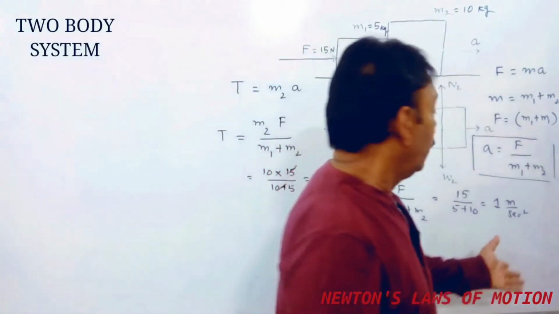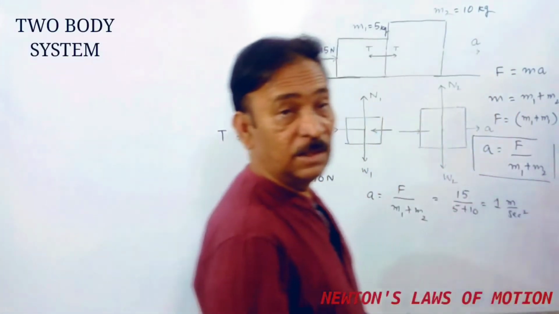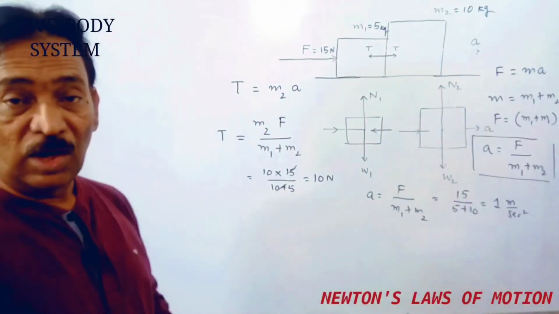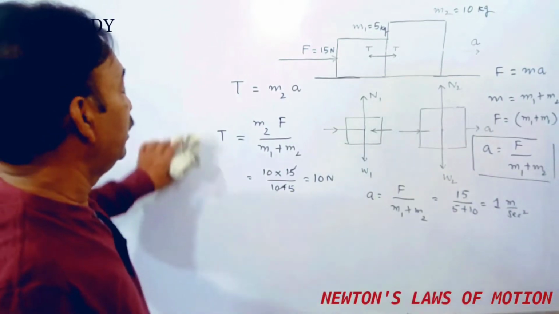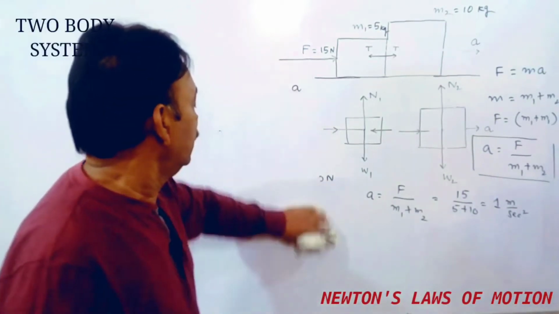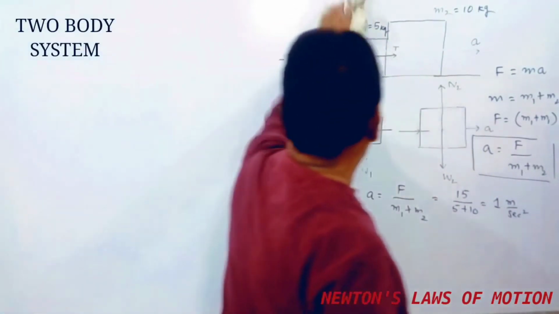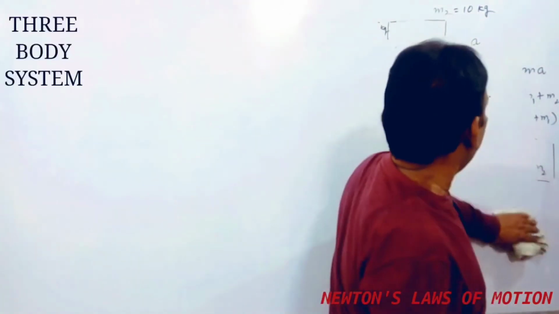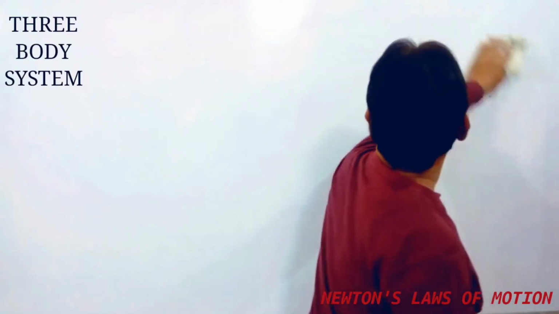Then what about a system which has more masses, that means more than 2? Maybe it is 3 or 4 or 5, whatever it may be. It can be done very easily. Say, students, this time we are taking a 3-body system.